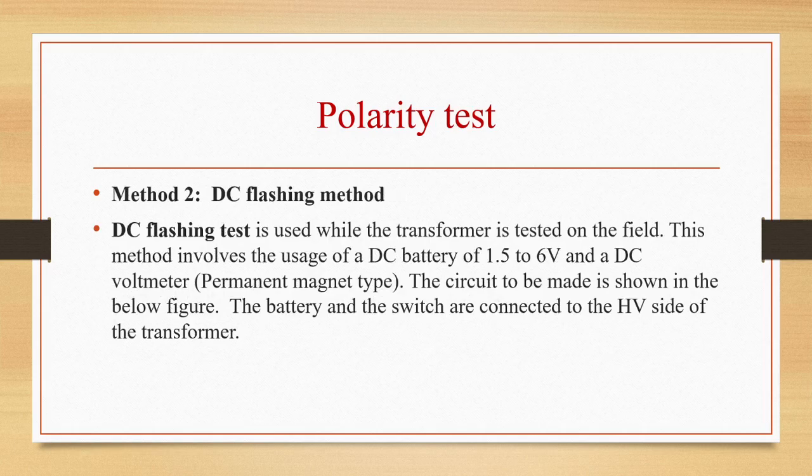Method 2. So DC flashing test will be used while the transformer is tested on the field. This method will involve usage of a DC battery of 1.5 to 6 volt and a DC voltmeter. A circuit will be made as shown in the figure, and the battery and the switch will be connected to the HV side of the transformer.